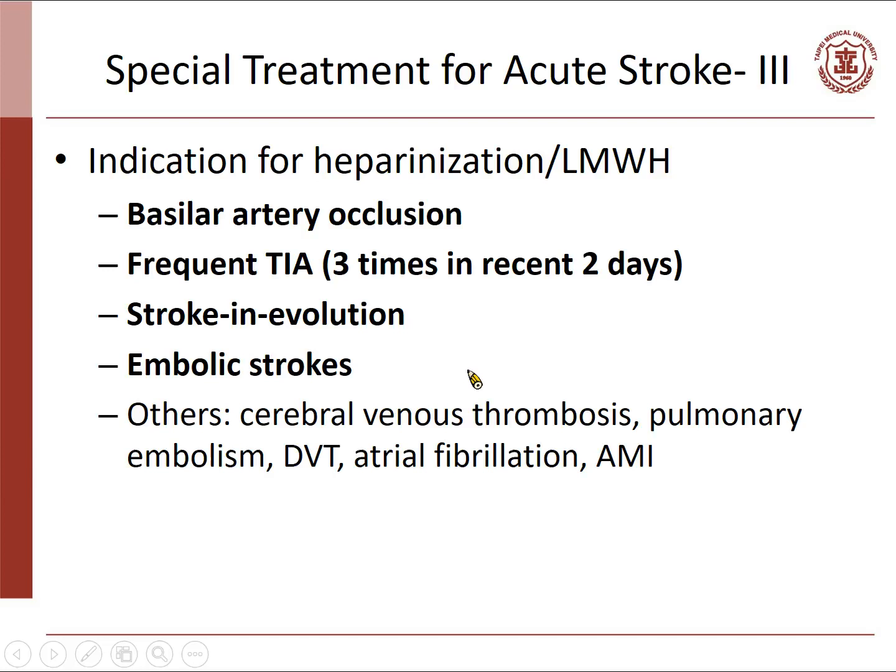Which patient is indicated for heparin or low molecular weight heparin? Basilar artery occlusion, frequent TIA, stroke evolution, and other venous problems like venous thrombosis.